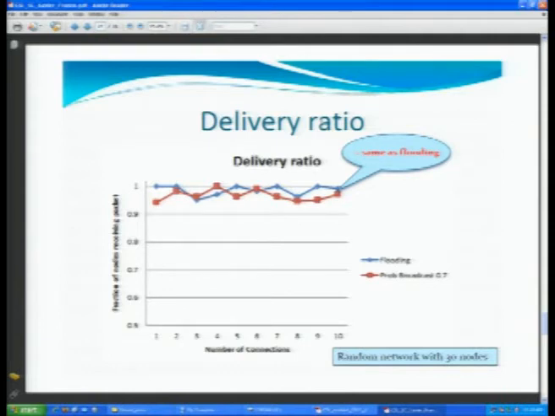Indeed, sometimes it outperforms. One would expect that the delivery ratio of flooding would always be 1. But remember that I'm using the 802.11a MAC layer, so sometimes there are collisions and things like that. So sometimes the packets are not received by all the nodes. So the delivery ratio is very similar. So it's acceptable, I would say.